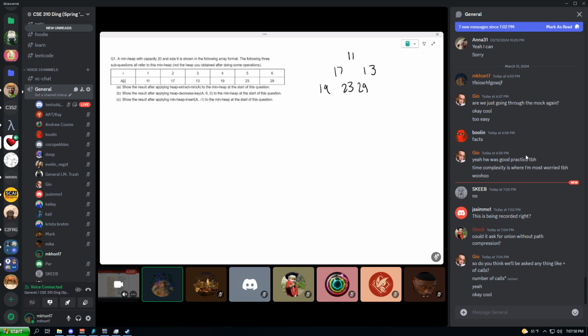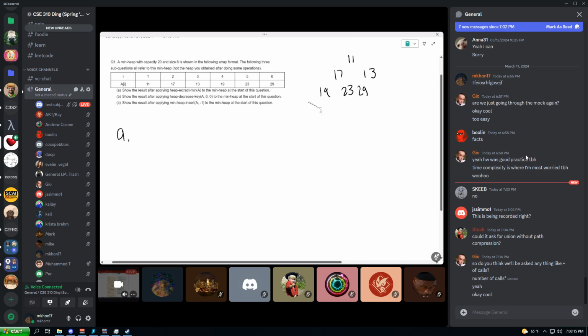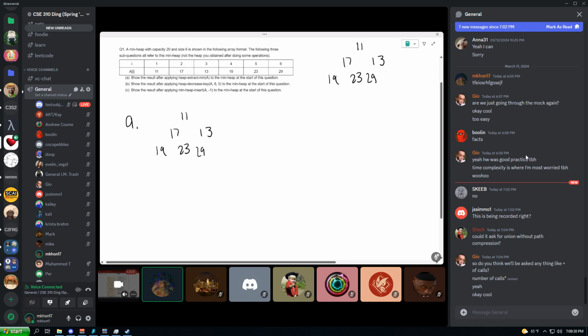Great. Now, let's start with A. Show the result after applying heap extract min to this min heap. Okay, sure. So we have to apply heap extract min. So the high level idea, of course, is, let me copy and paste this heap down to A. The high level idea is, of course, you get rid of the 11, you put the 29 up there, and then you just heapify it until it looks like a heap, right? That's the very high-level idea. So we'll go through that motion first, but I do want to do it in a specific way so we can get the correct full answer, and I'll show you what I mean by this.